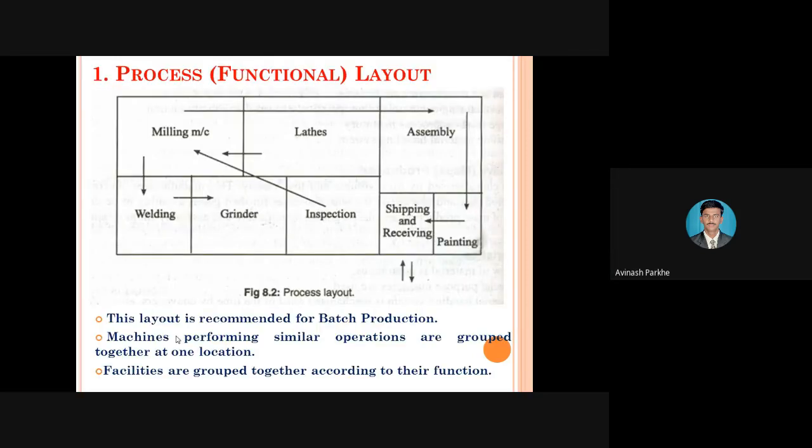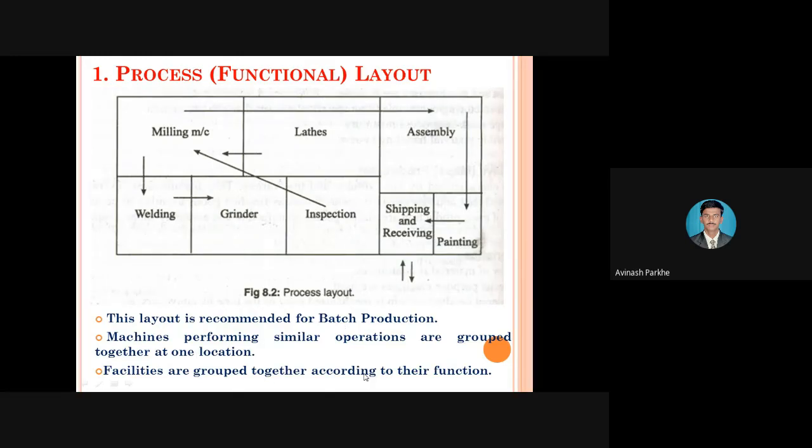So the first layout is called a process layout, which is also called a functional layout. Please keep in mind, these words are very important. The functional layout is also called a process type of layout. The figure represents this particular process layout. You can see, what is that particular layout? This layout is recommended for batch production.